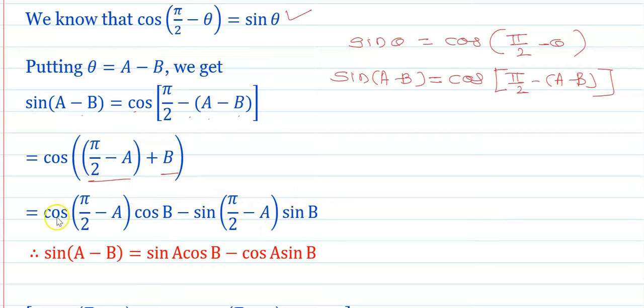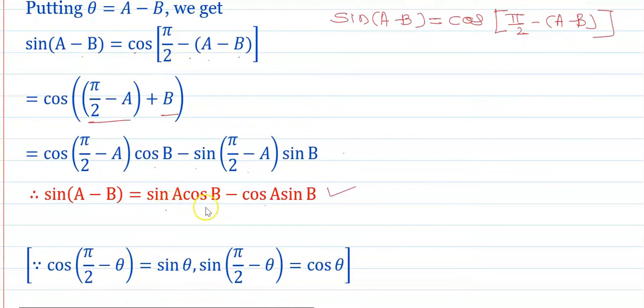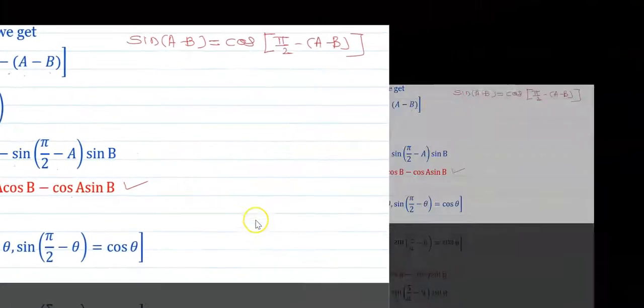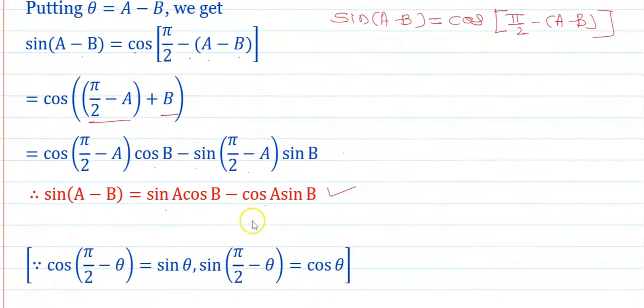Therefore here you will get cos of pi by 2 minus a, cos of b, minus sin of pi by 2 minus a, and the sin b. But what is the cos of pi by 2 minus a? Cos of pi by 2 minus a is sin a. Sin of pi by 2 minus a is cos a, and hence you will have the answer: sin of a minus b is equal to sin a into cos b minus cos a into sin b, and hence the result is true. Okay, this is the result for the sin of a minus b.